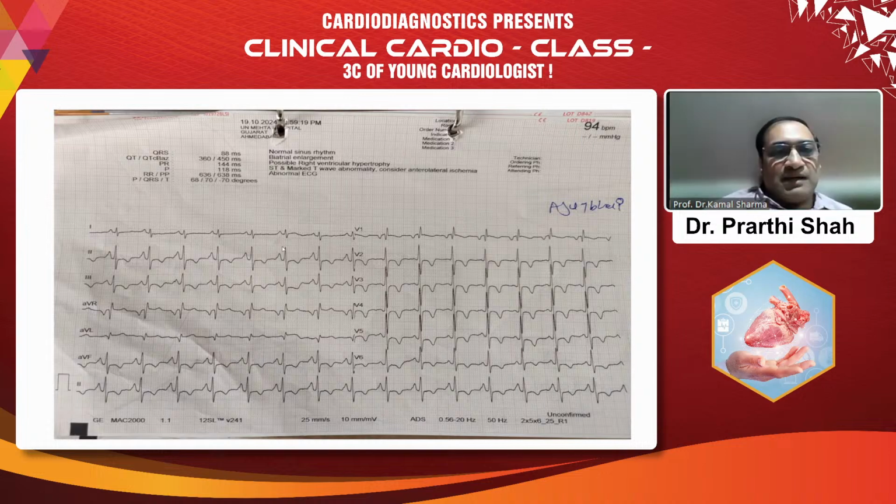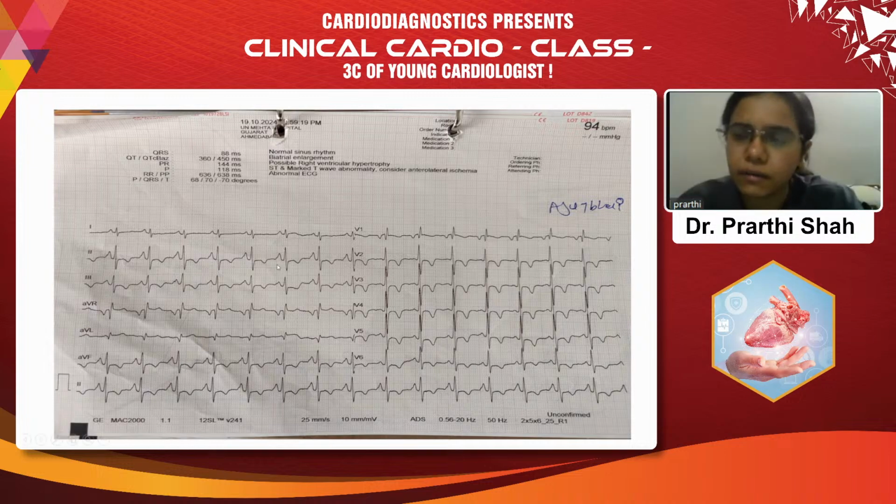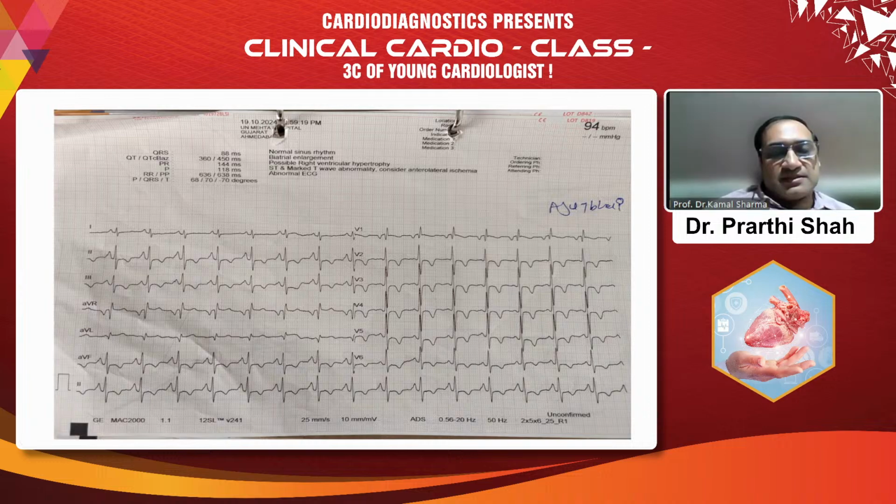So P pulmonale suggests what? Sir, with the Q wave, I would say this is RCMP, with pulmonary hypertension. Tell me why it is not. I say this is pulmonary arterial hypertension, and hence you are dealing with RCMP, not a CCP.